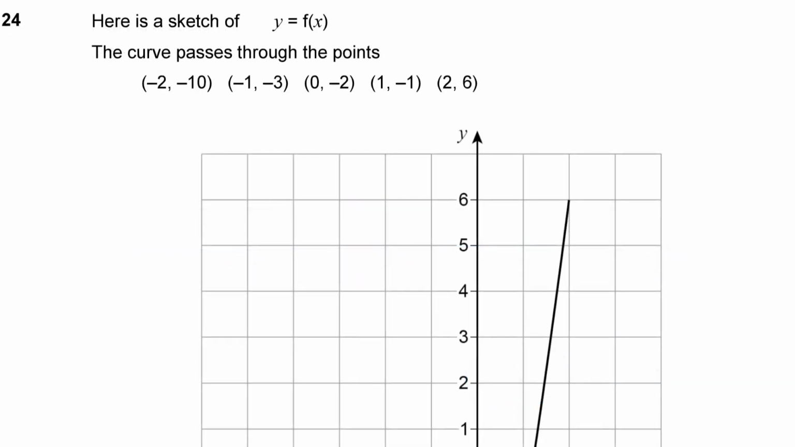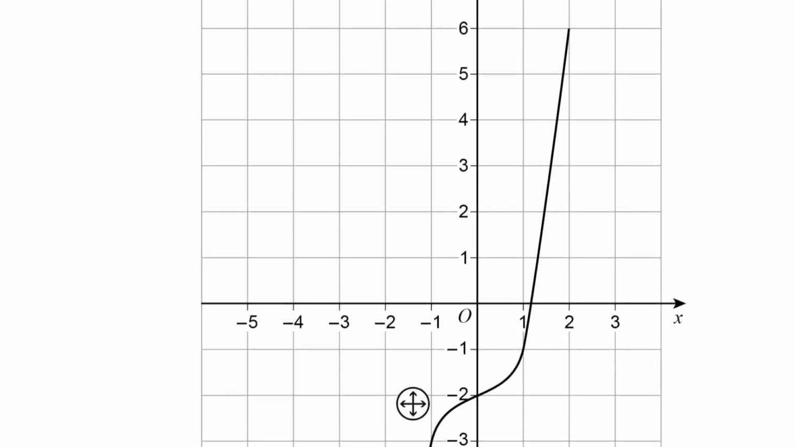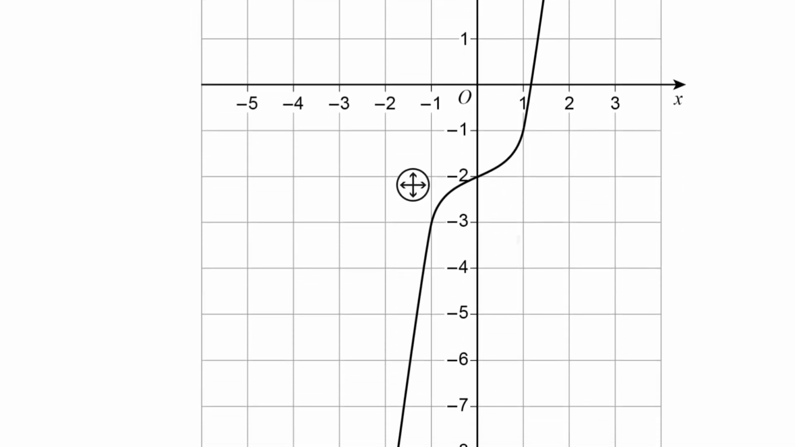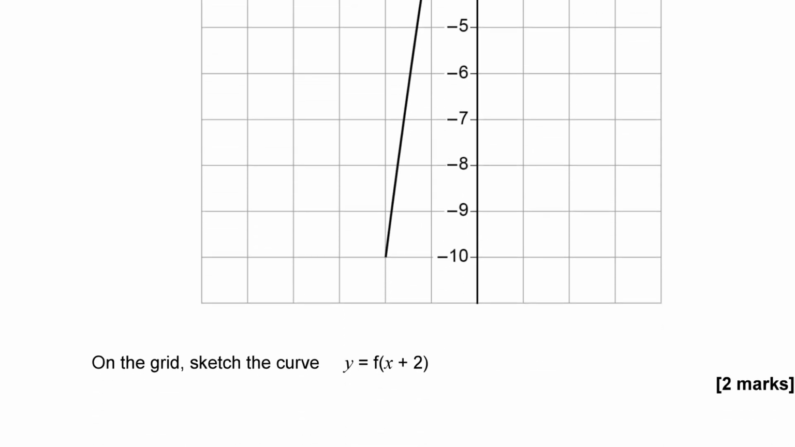Question 24. Here is a sketch of y equals f of x. The curve passes through the points minus 2, minus 10, minus 1, minus 3, 0, minus 2, 1, minus 1, and 2, 6. So it looks like a kind of cubic curve to me. What do we need to know? On the grid, sketch the curve y equals f of x plus 2.